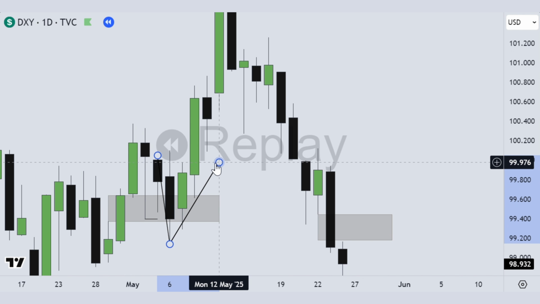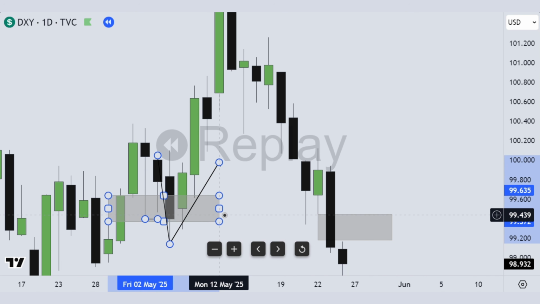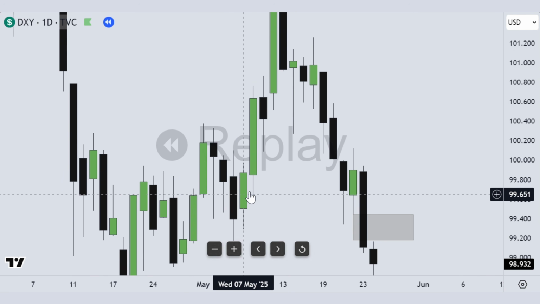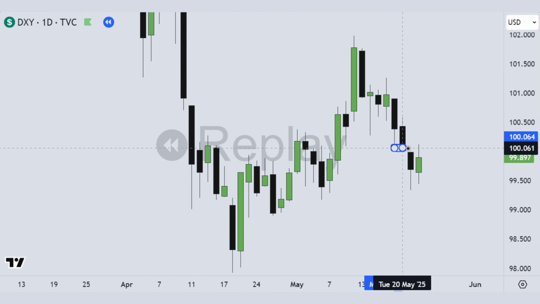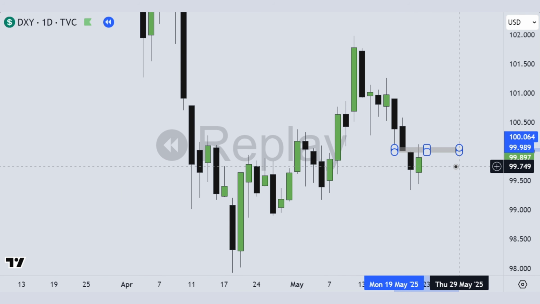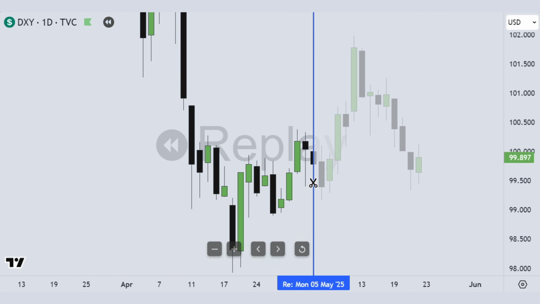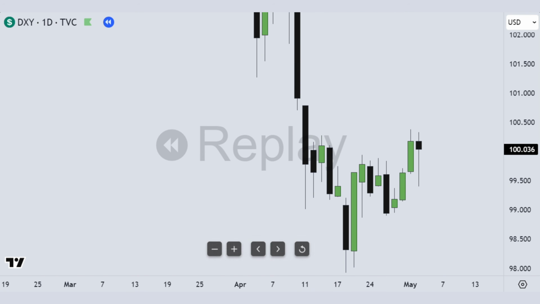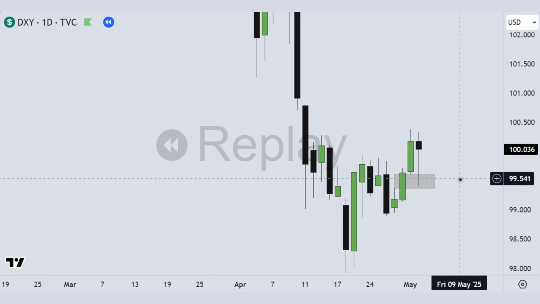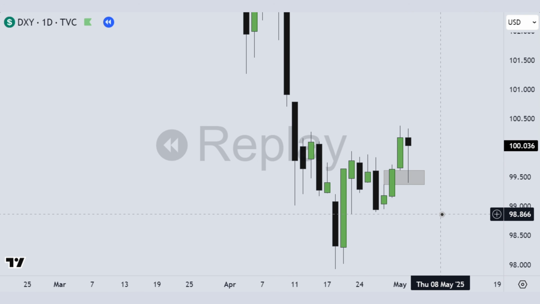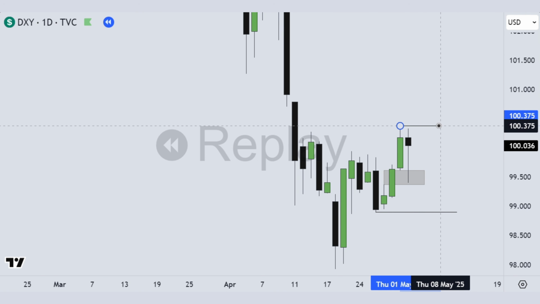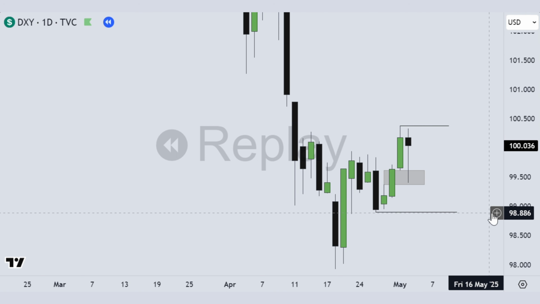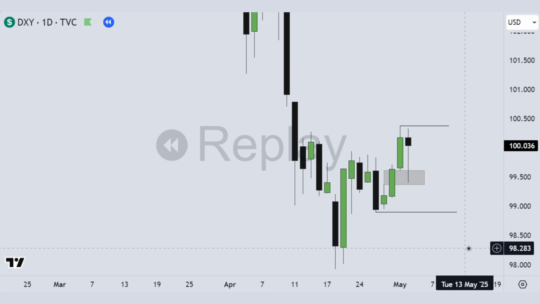Another important tip when marking fair value gaps: always focus on the current price leg. For instance, at this point here, this bearish fair value gap was the only relevant one. Similarly, at this moment right here, this bullish fair value gap was the cleanest and most relevant. How do you identify the current price leg clearly? By marking your swing points. Now, before we move forward, let's quickly define what swing points actually are.